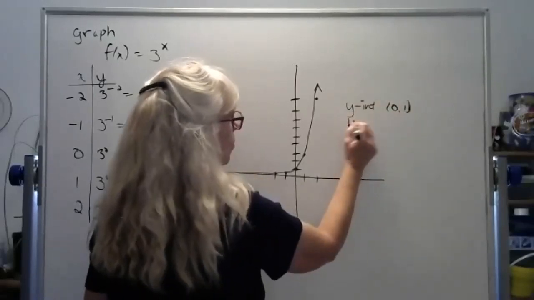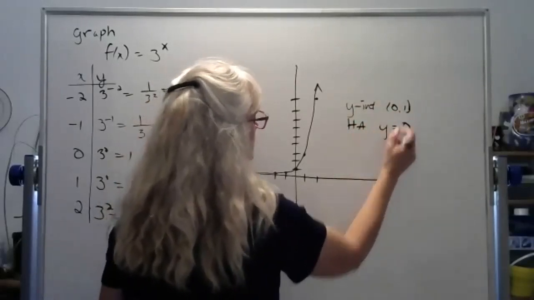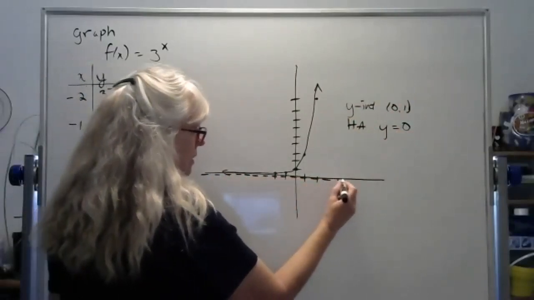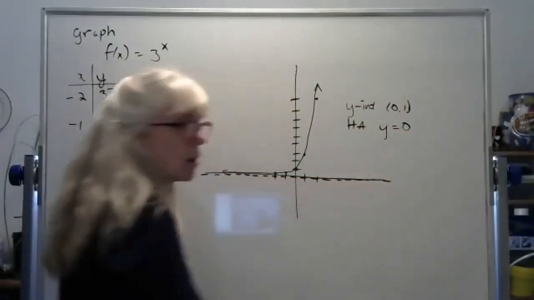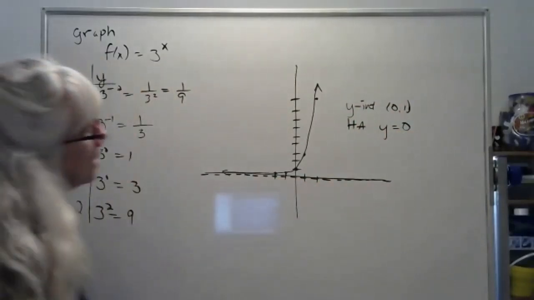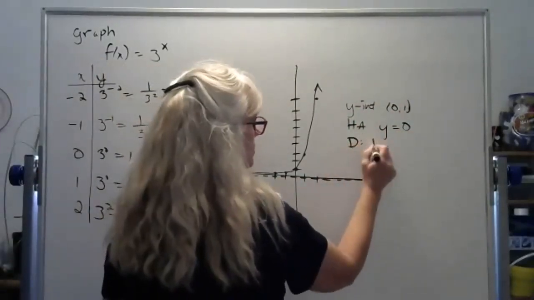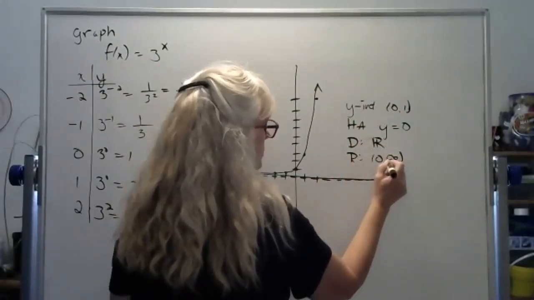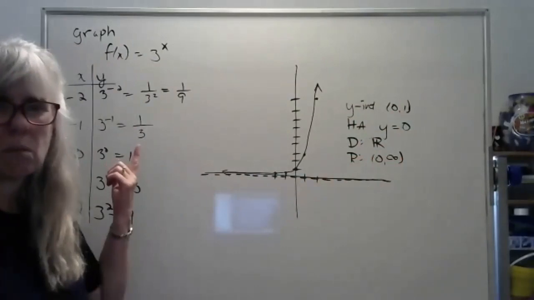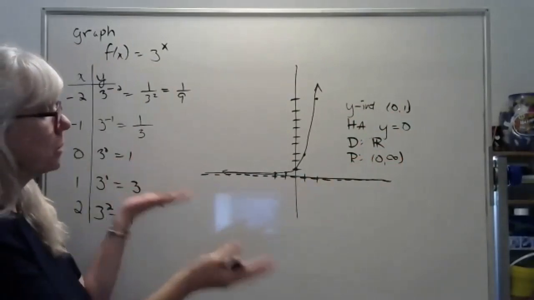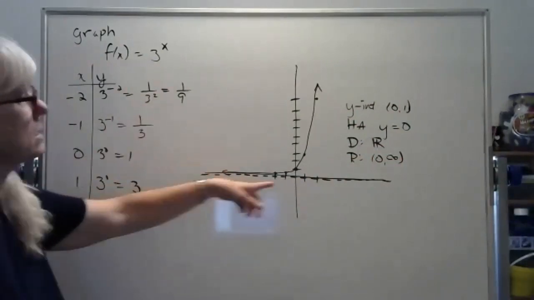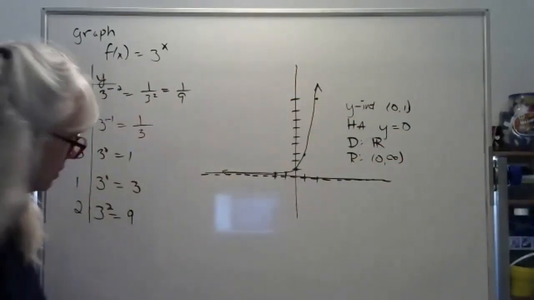It still has a horizontal asymptote at y equals 0. So sitting again right on top of that axis is a boundary line that we will not cross. It is a true asymptote. You still have a domain of all real numbers, and you still have a range from 0 to infinity. So basically, changing the base didn't make a bit of difference to the overall picture or shape of that graph. The bigger the base, the steeper it gets, but that's about it.